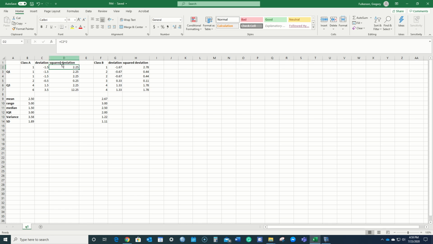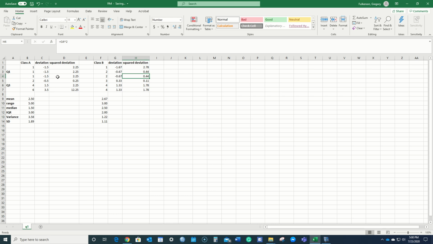So the formula for that is for this one equal to C2. And then to square something, we need this caret sign, which is found on your keyboard if you hit Shift and the number 6 on a standard keyboard. And then the number 2 means we're squaring it. All right, we do that for each of the values going down. And we do the same thing over here. We're squaring cell G2, right? G3, G4, and so on.